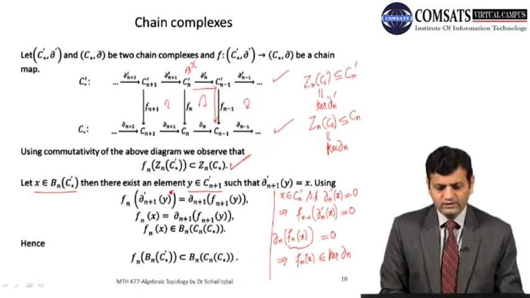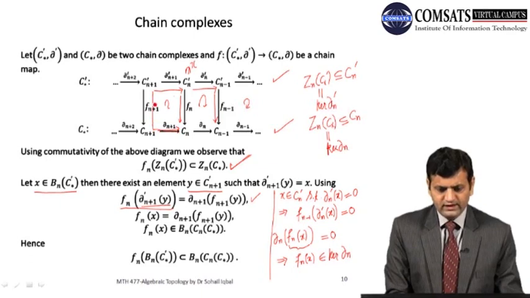Okay, so now let's consider this expression. First apply partial n plus 1 prime on y and then apply fn on this. I should get the same answer due to the commutativity. So the first expression is this route and the second expression is this route. So first apply fn plus 1 on y and then apply partial n plus 1. In both cases I should get the same answer because the diagram is commutative.